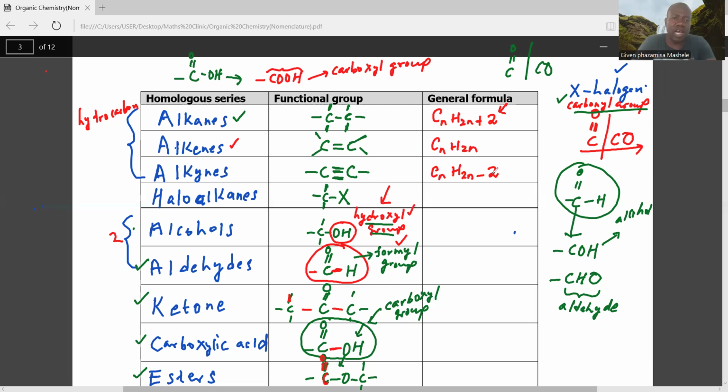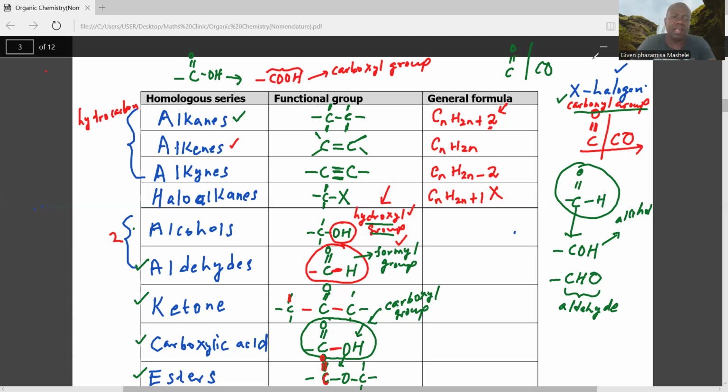Then how about halo-alkane? Halo-alkane is much related to an alkane, just that one atom of hydrogen is being replaced by a halogen. So it means the formula now is CnH2n+1 with an X. The X represents the halogen.